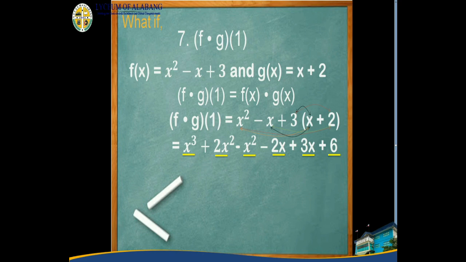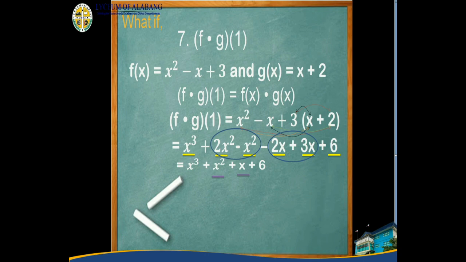Now, combine like terms. 2x squared minus x squared is equal to x squared. Negative 2x plus 3x is equal to x. Therefore, the product of f of x times g of x is equal to x cubed plus x squared plus x plus 6, after getting the product of the function f of x and g of x.